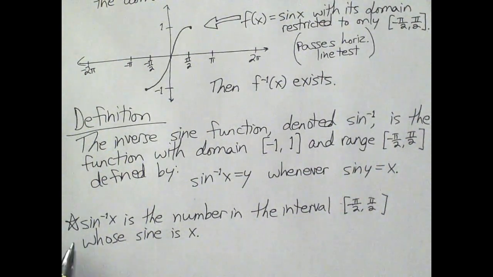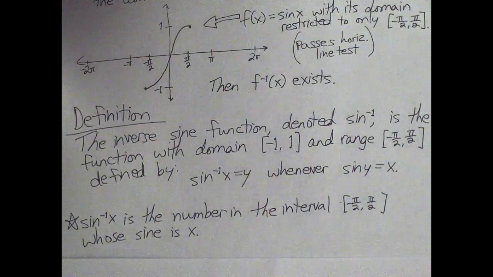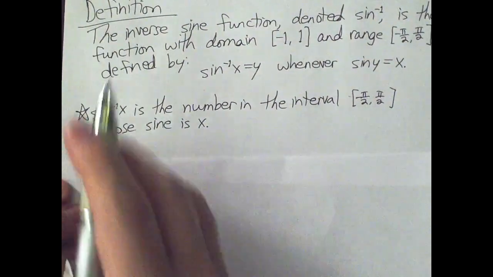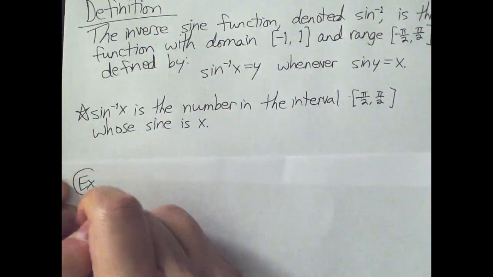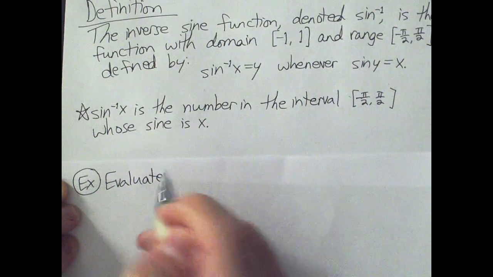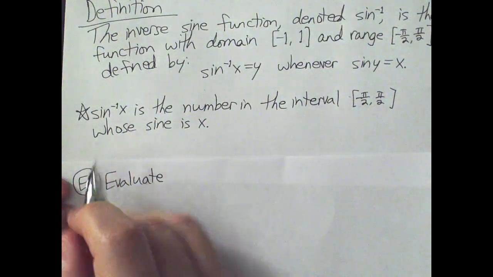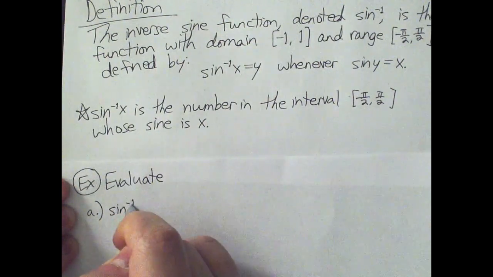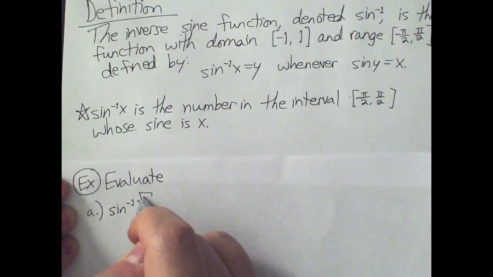But the main thing to take away from this is that inverse sine of x is the number in this interval whose sine is x. So let's do some concrete examples here with actual numbers in them. Let's evaluate. I'll do these first ones for us. I think I'll have some later that I'll ask you to do. Inverse sine, and that's how we pronounce this. We pronounce it inverse sine.